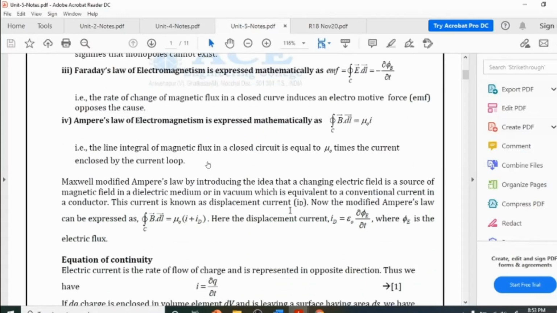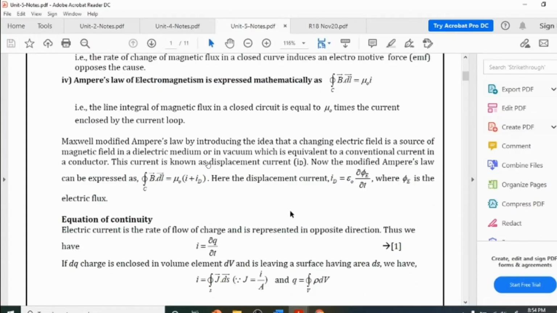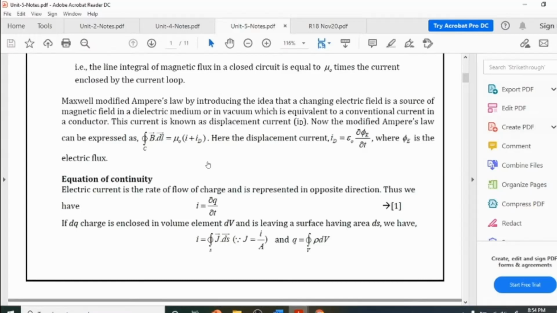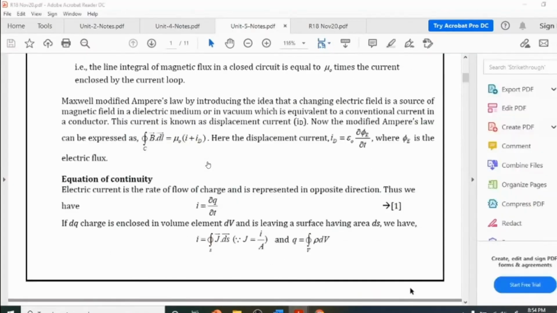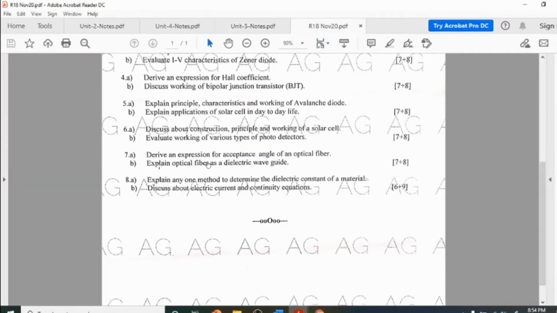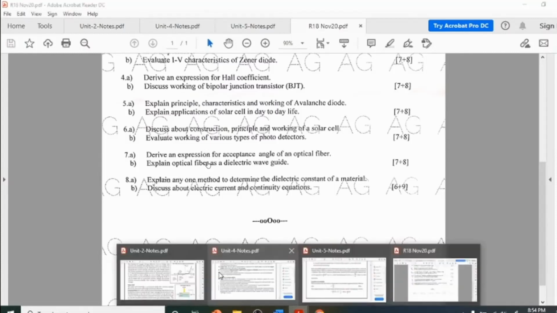General question from this particular section would be, last time around he has asked equation of continuity. I will show you what he has asked in the 5th unit. So in R18 last paper, let us see. Explain one method to determine dielectric constant of a material. This is on internal field, let me tell you. And then discuss about electric current and continuity equations. Continuity equation. So this is what just I have shown you in unit 5.